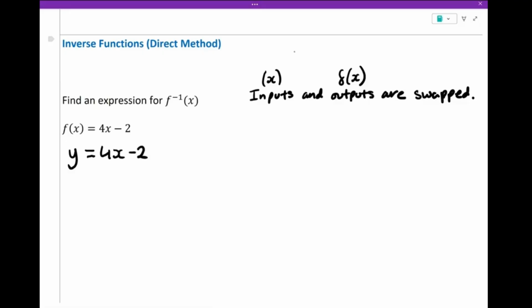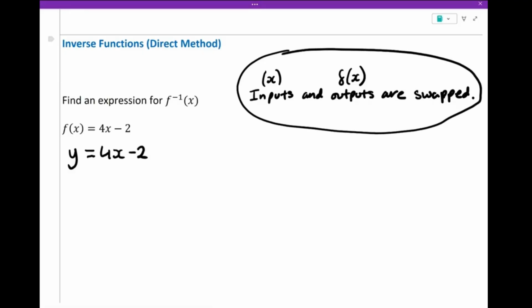Now let's make use of this key fact here. So inputs and outputs are swapped. So our inputs are x, and our outputs are essentially f of x, which we've defined as y. So what we're going to do to get this process started, we're going to swap all of the x's and y's around. So wherever there's a y in this equation, I'm going to write an x. Wherever there's an x, I'm going to write a y. So this y here is going to be replaced with an x. And then the 4 stays, and then this x is going to be replaced with a y like this. And then subtract 2. And we're doing that because the roles of the x's and the y's have essentially swapped.